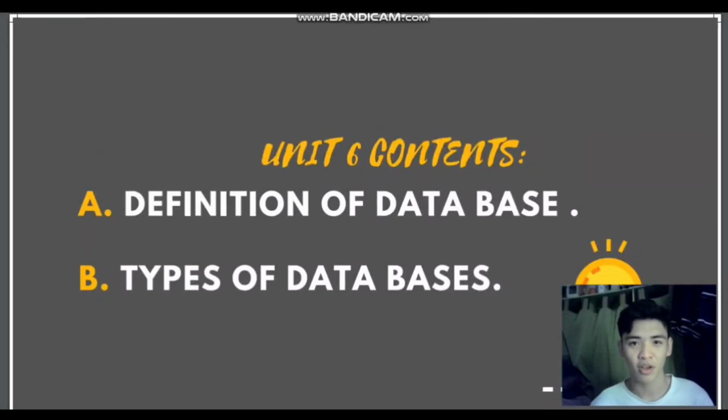Here we are on the final part of our group reporting, which is Unit 6. In Unit 6, it contains two topics: letter A, definition of database, and letter B, types of databases. In letter A, we're going to talk about what a database is all about, what the meaning of database is, and what the function of a database is. While in letter B, types of databases, we're going to find out what the different types of databases are, what the specific places they are used, and how databases help.